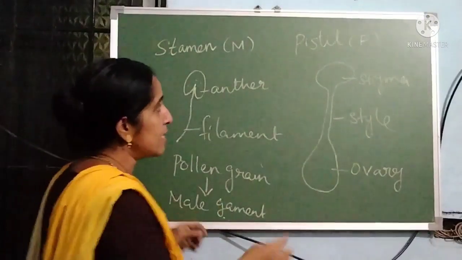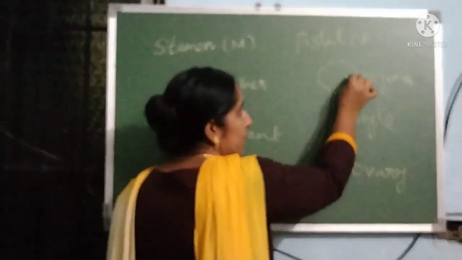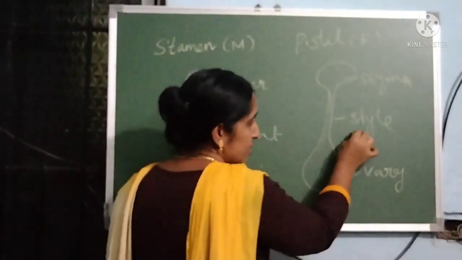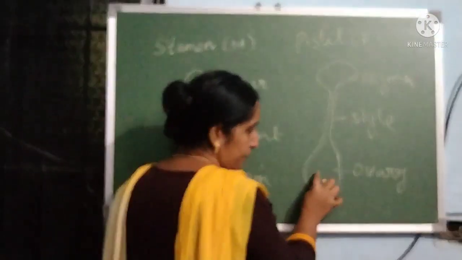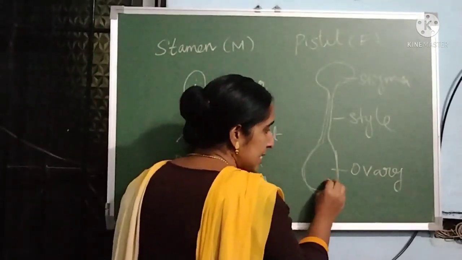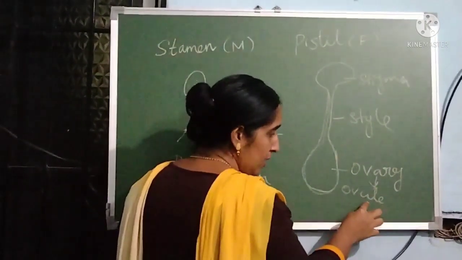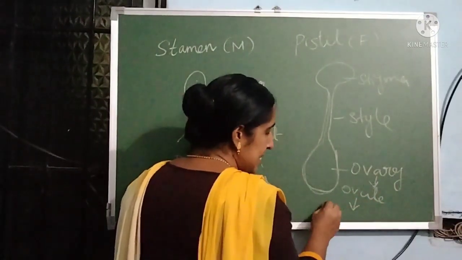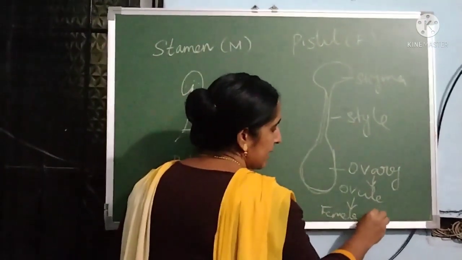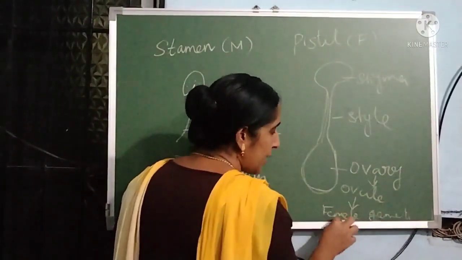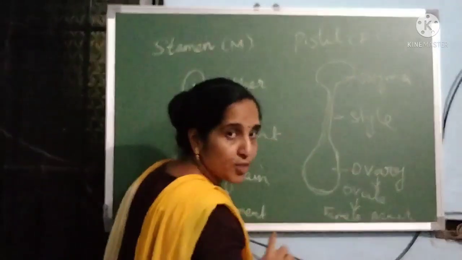Okay. So in case of pistil, there is stigma, style and ovary. This part is stigma and the stem-like structure is style and this is ovary. So ovary is responsible for reproduction. Inside ovary there is ovule. Inside ovule there are female gametes. These female gametes are responsible for reproduction.